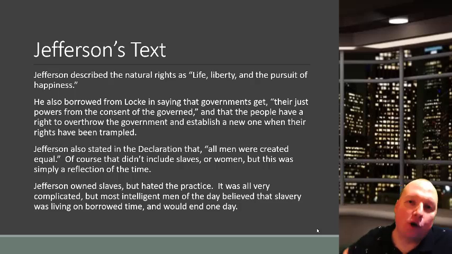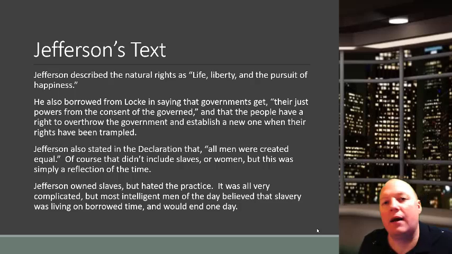And really, the most notable change is they change Locke's definition of your natural rights. And so Locke has your rights as life, liberty, and property. And in the Declaration, they change it to life, liberty, and the pursuit of happiness. It's basically the same idea, your life and liberty. That doesn't change. Pursuit of happiness instead of property.